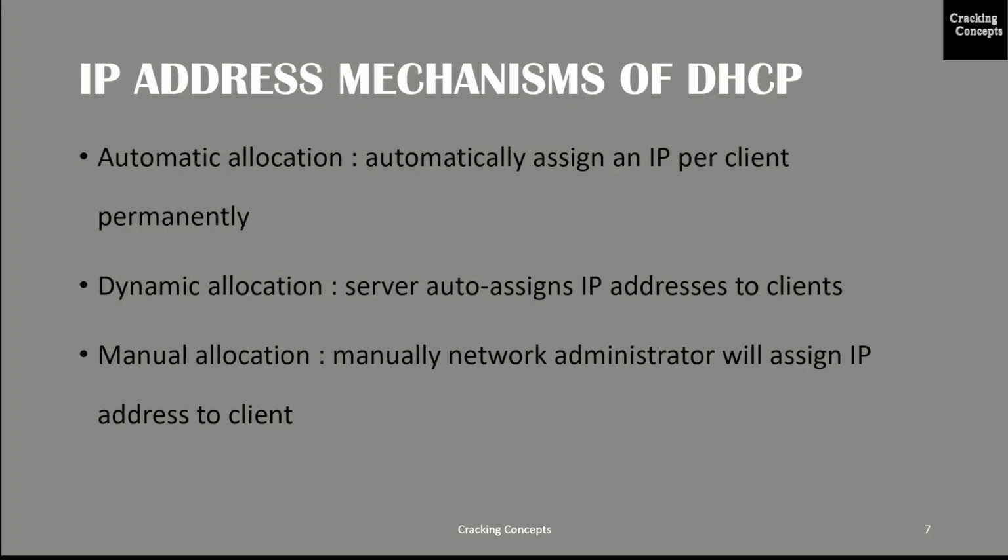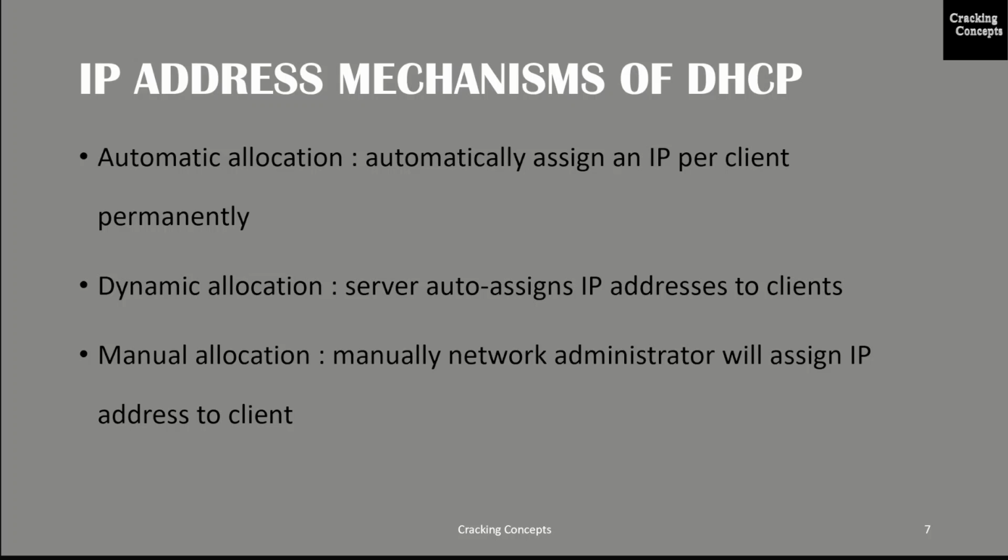Now let us look into the IP address mechanism of DHCP. There are three ways that you can configure the DHCP server. First one is automatic allocation. This one will automatically assign an IP per client permanently. The IP address will be designated for just one device. So if in the future many new devices get connected, the server could run out of IP addresses to give.